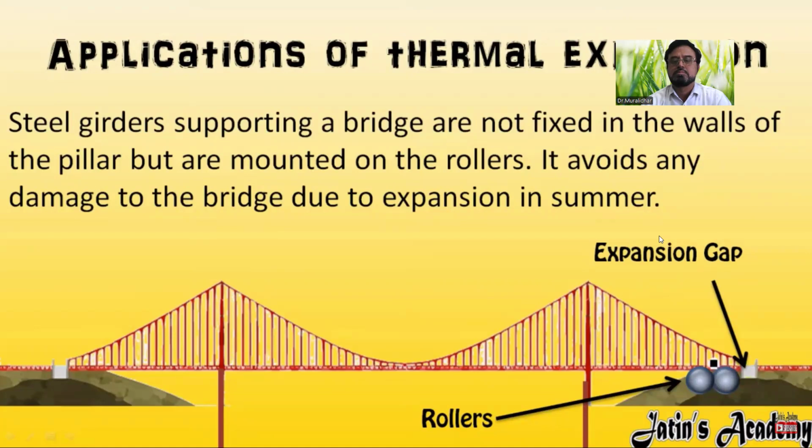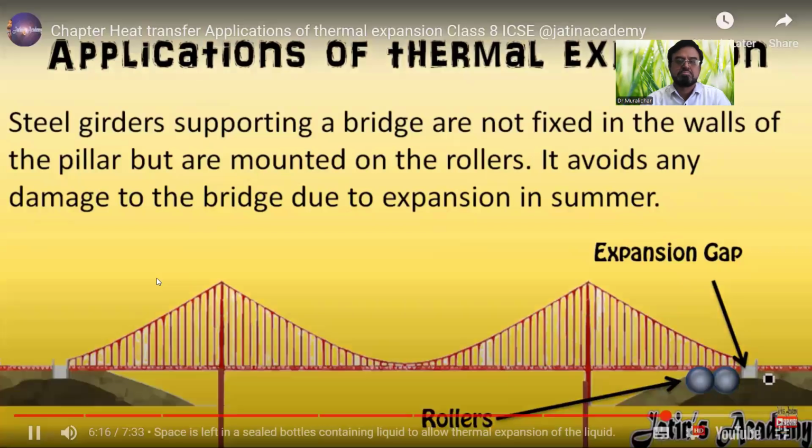Whenever during summer the bridge is going to expand, it can easily take up the expansion. The roller can easily move the bridge to this side, so that it can easily take up the space during summer. There is no damage to the steel girder, or you can say to the bridge.